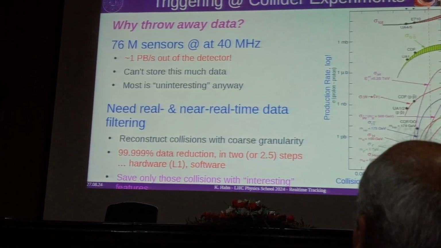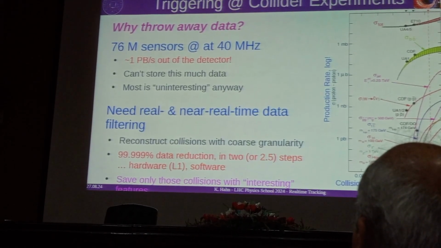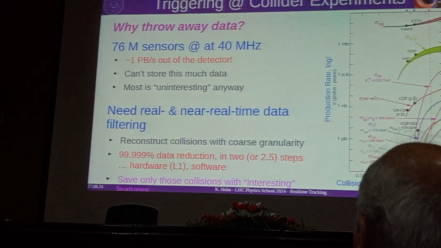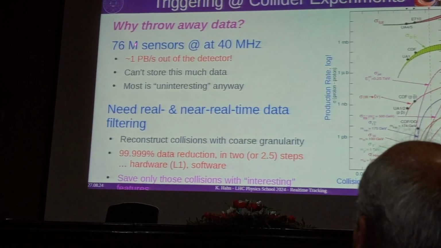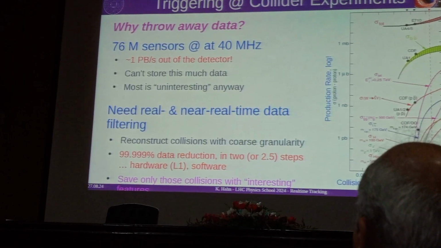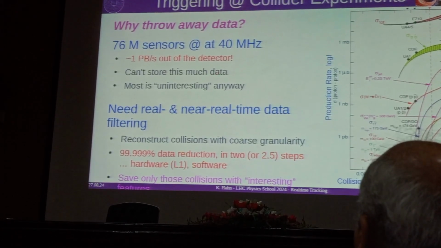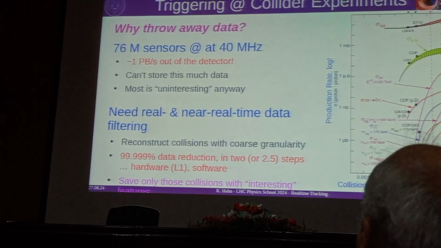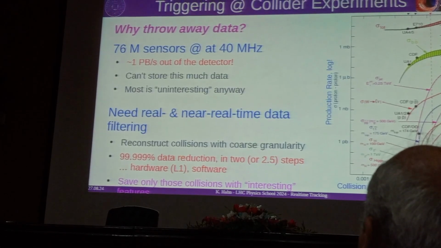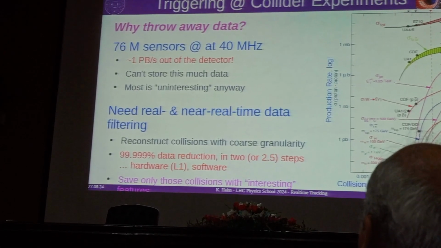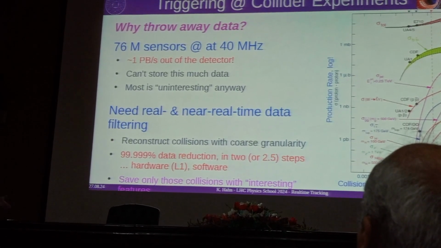So if we just count up the number of sensors that we have in the silicon systems, let's say on the order of 76 million as a ballpark, being read out at 40 megahertz, that would give you a petabyte of data per second coming out of the detector. And imagine trying to store a petabyte per second, it's completely impossible.